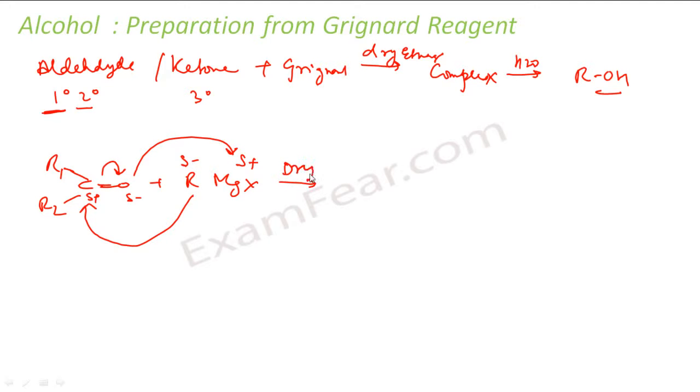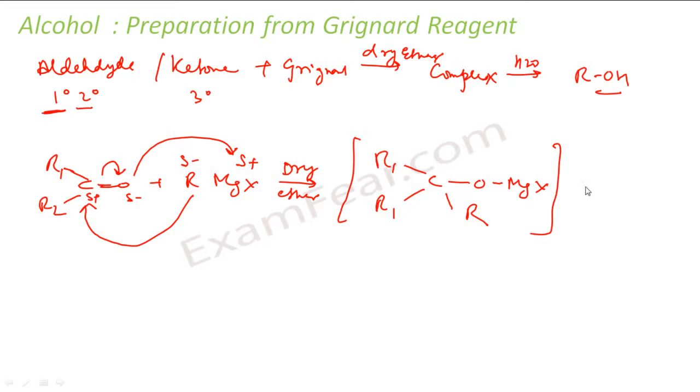This happens in the presence of dry ether, because we don't want any OH minus here. So what you form is something like this: O-MgX, and here you get R. This is a very unstable intermediate, called an adduct.